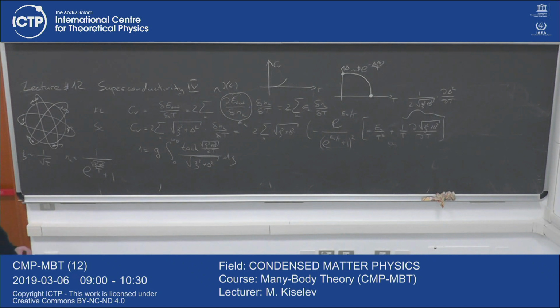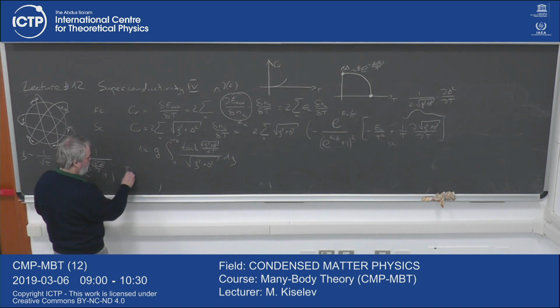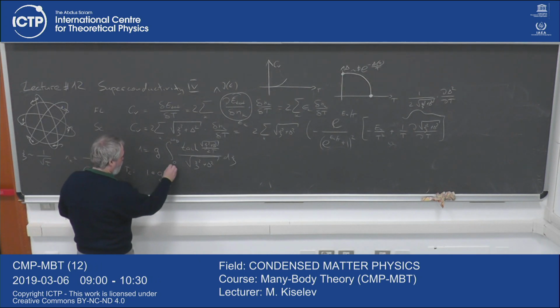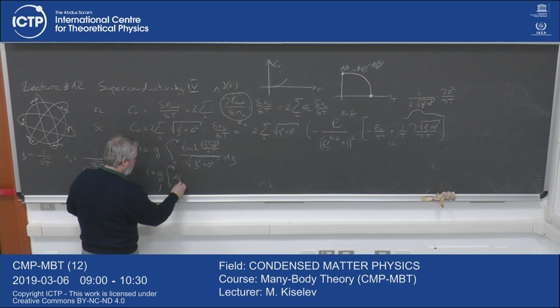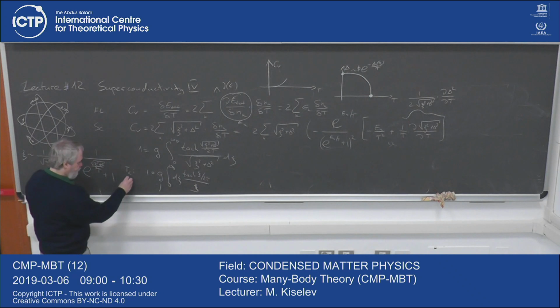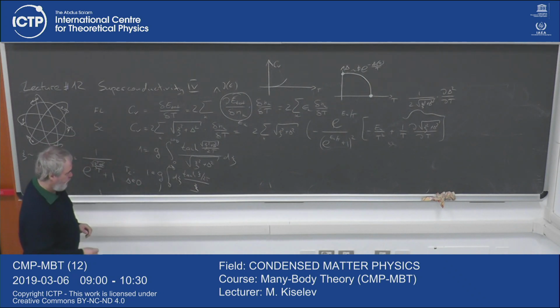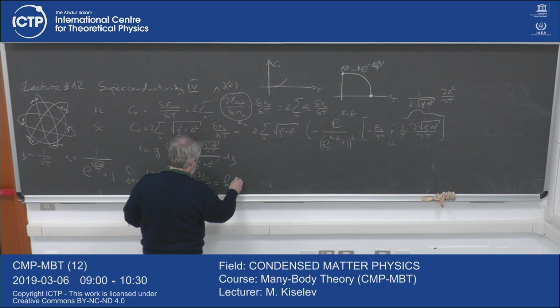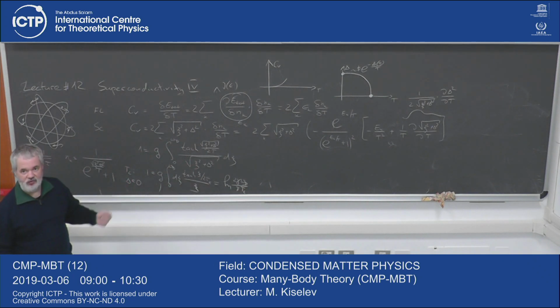Okay, we said that Tc is defined from the condition that 1 is equal to G integral from 0 to omega D, d xi, tangent hyperbolicus of xi over 2 temperature divided by xi. So we put the gap delta equal to 0, and this is Tc. And in turn, this was G log of 2 gamma omega D divided by pi Tc. This is how we found the Tc.